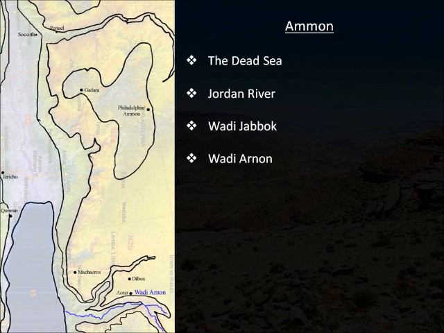And moving on with watery awesomeness, the next major river we want to note is the Wadi Arnon. The Wadi Arnon is the southern border for the land of Ammon, and this is a massive cleft in the rock. It forms a very large canyon, sometimes several thousand feet deep. And so this is a very imposing border there at the southern end of Ammon.